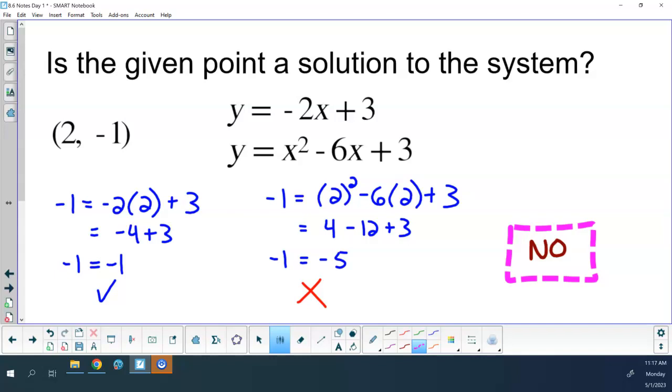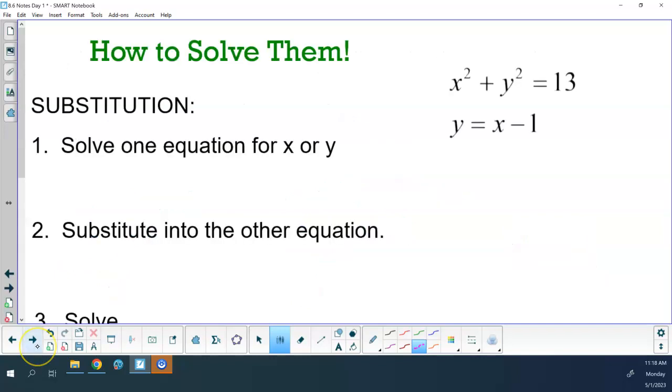So let's dive into solving a system of equations, taking something like this and getting what the actual solution to that system is. So, when you are given a line and a conic, you're going to want to use substitution. It's by far the easiest method. You don't have to square both sides. You don't have to do anything like that. You can just do substitution.